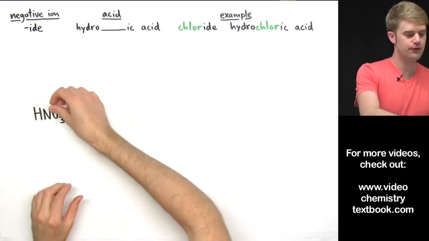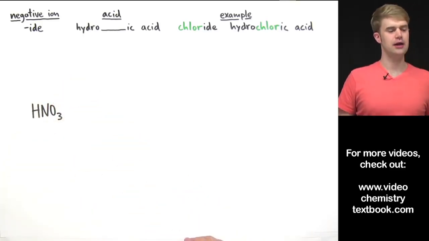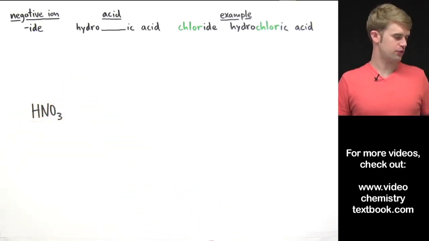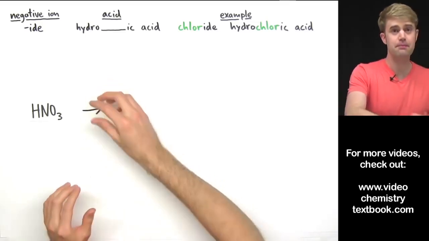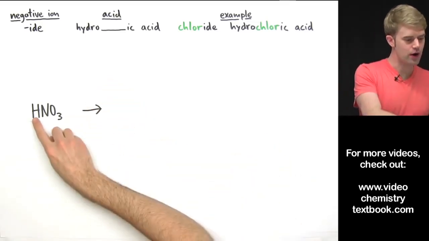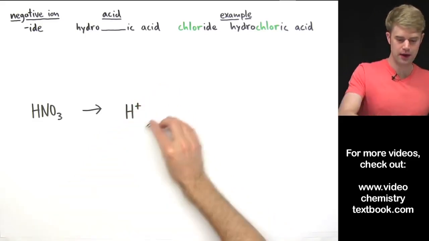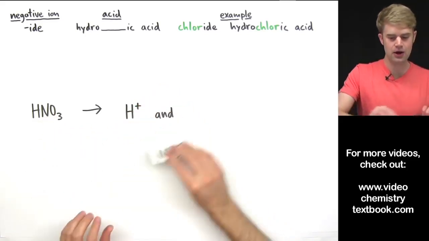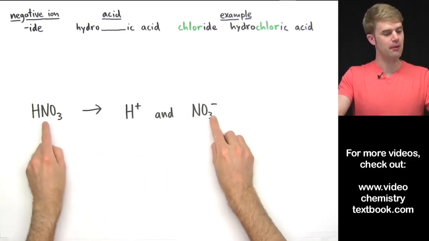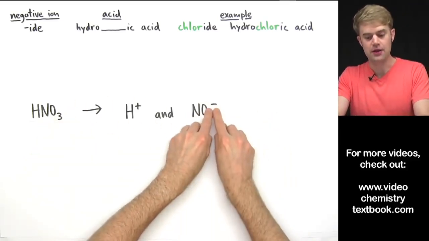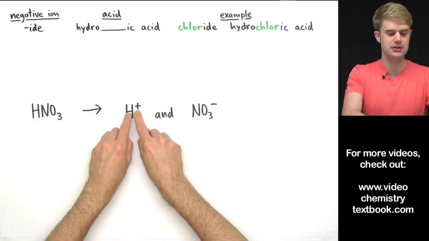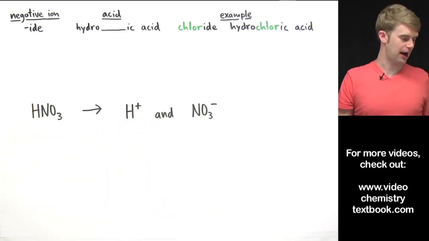So here's our first acid with oxygen that we're going to name, HNO3. We're going to break this up into the ions that make it up. One of those ions is going to be an H plus here, and the other one is going to be NO3, NO3 1 minus. It's everything else, and the negative charge here, the 1 minus, balances out the 1 plus on the hydrogen.